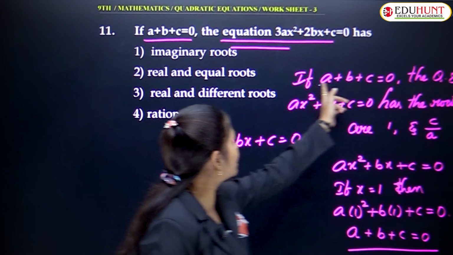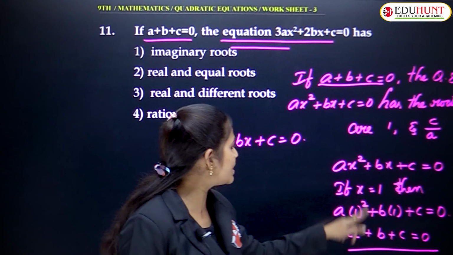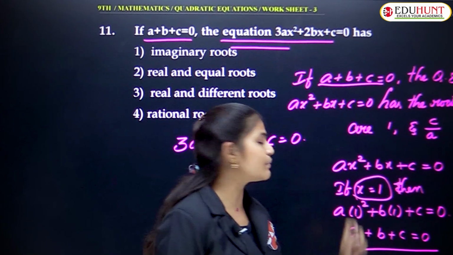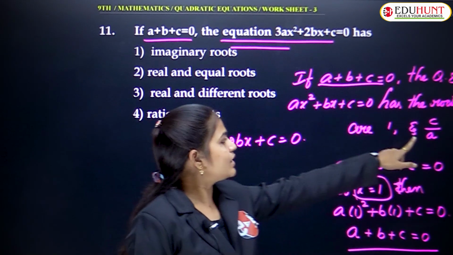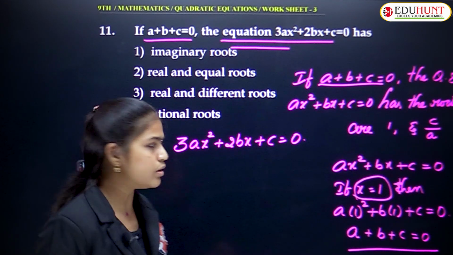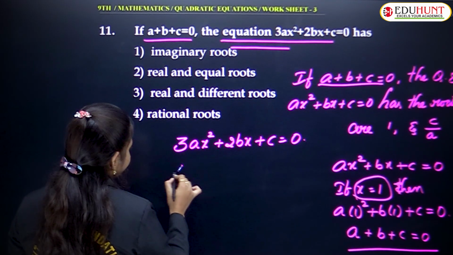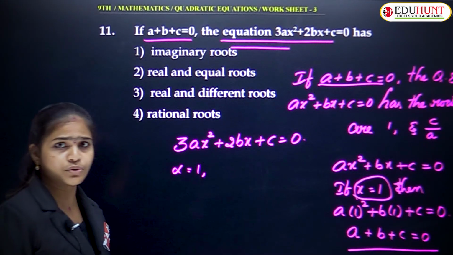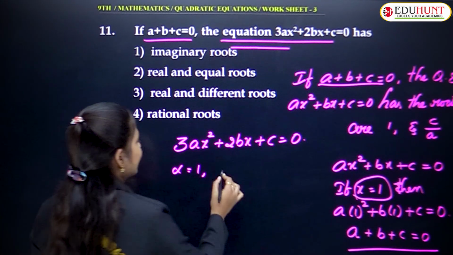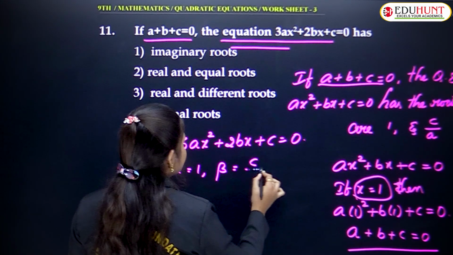The same condition is given here: a plus b plus c is equal to 0. Then one of the roots is x is equal to 1, and the other root is c by a. I will explain that in the concept. Up to here, we can say that one of the roots is 1. So what about the second root? The second root is c by a.